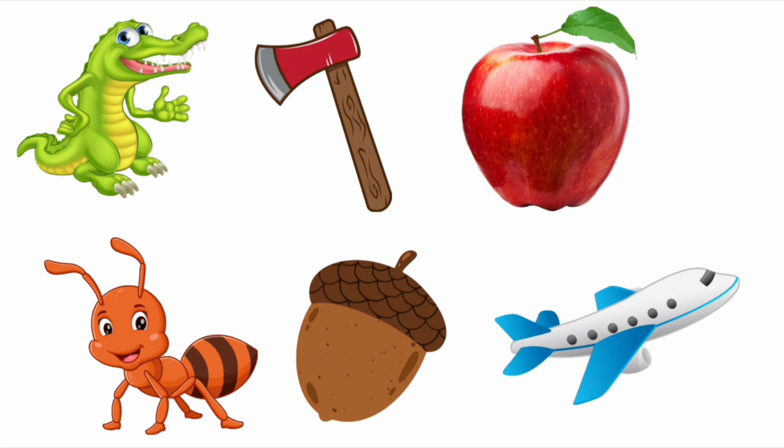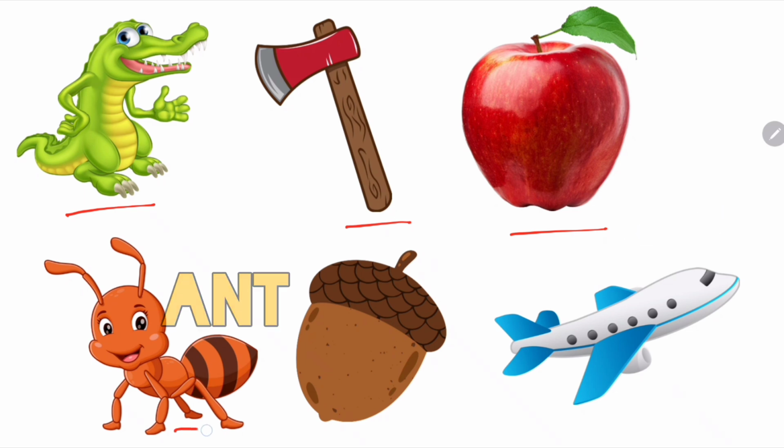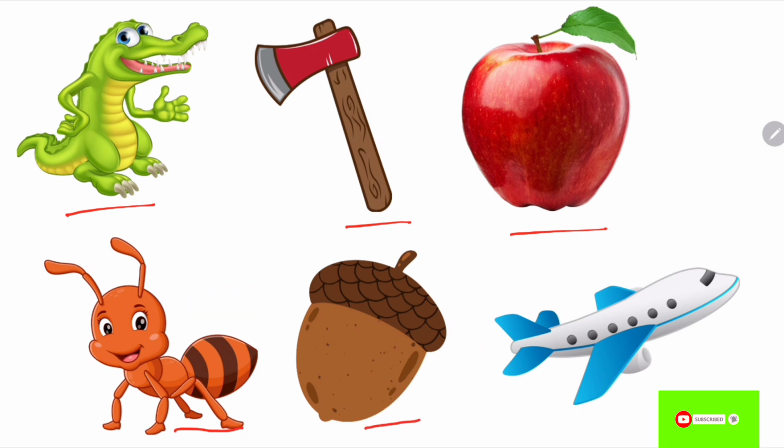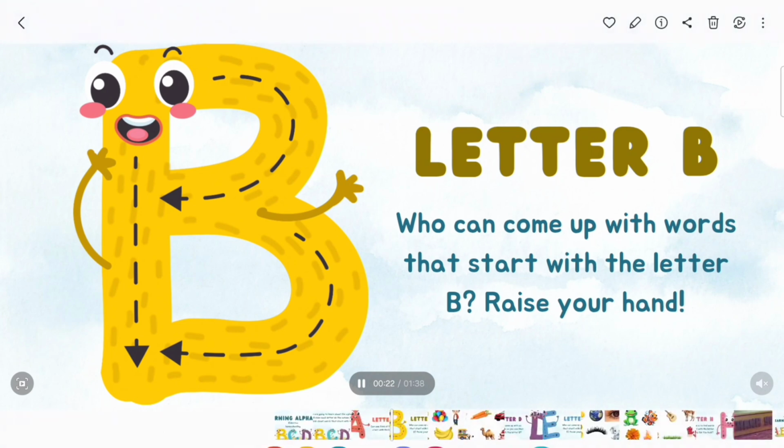So, the starting one is alligator. What is this? It's an alligator. Then what is this? It's an axe. Axe. What is this? It's an apple. Apple. What is this? It's an ant. Ant. What is this? Acorn. What is this? Acorn. What is this? It's an airplane. Airplane.